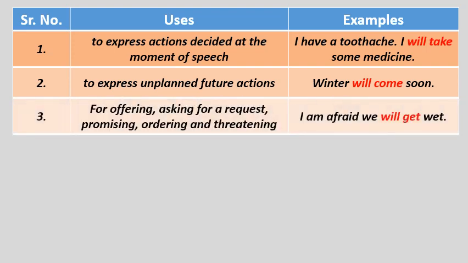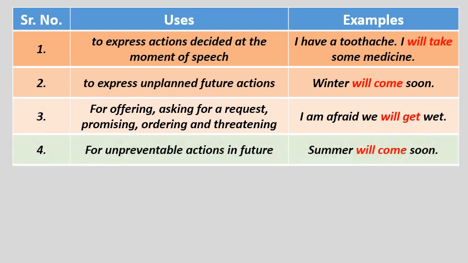It is used for offering, asking for a request, promising, ordering and threatening. Threatening means to show an intention to harm someone. For example, I am afraid we will get wet. Number 4. It is used for unpreventable actions in future. Or we can say, it is used to talk about things which we cannot control. For example, summer will come soon.